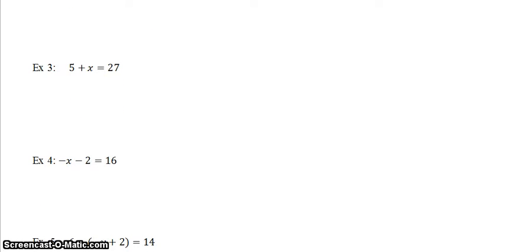Now, 5 plus x equals 27. Well, this is technically a plus 5 right there, right? Because it's positive. So we have to do the opposite, which would be subtracting. So we have to subtract 5 from this side to get x by itself. But if we have to subtract on one side, we have to subtract on the other side to keep them equal. So those cancel out, and we're left with x equals 22.